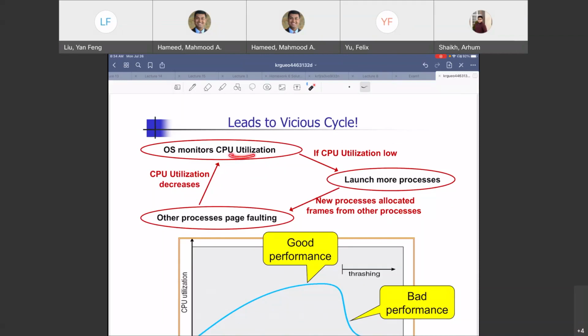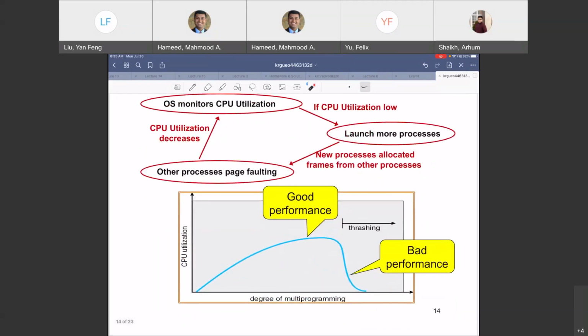CPU utilization is low, launch more processes. As you launch more processes, each process will start thrashing. That means CPU utilization is going to go down because now it's not working. It is just swapping pages in and out. You are back over here, which means you launch more processes. So now you're just going to launch more processes indefinitely, right?